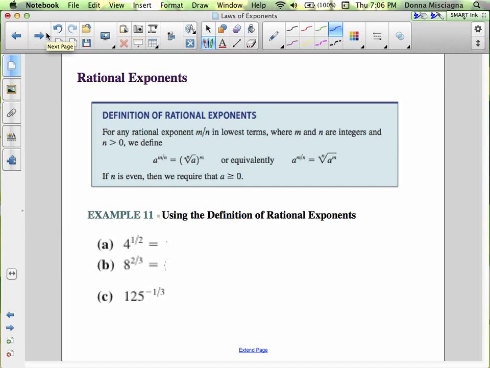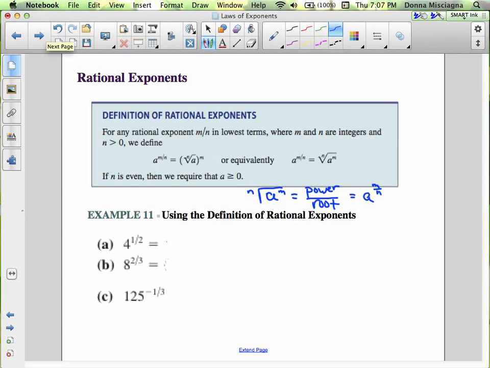So let's just say that the index on the radical is an n, and your exponent is an m. When you rewrite these, it's always going to be power over root. So that's how you can think of it quickly. Sometimes students get confused about which is in the numerator and which is in the denominator. The power is always in the numerator, the root is always in the denominator. So the nth root of a to the m is going to be a to the m divided by n power.